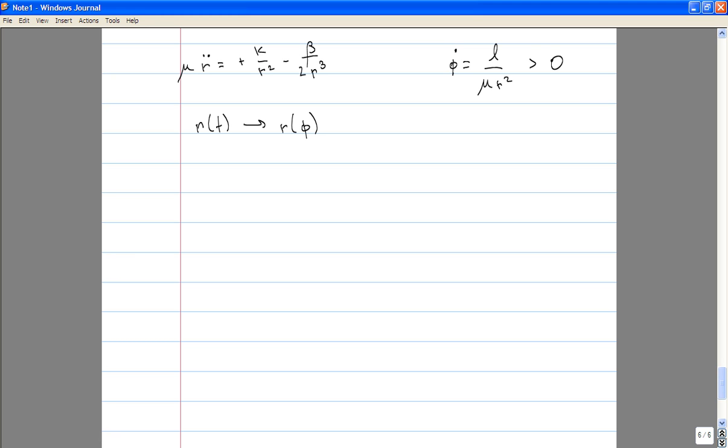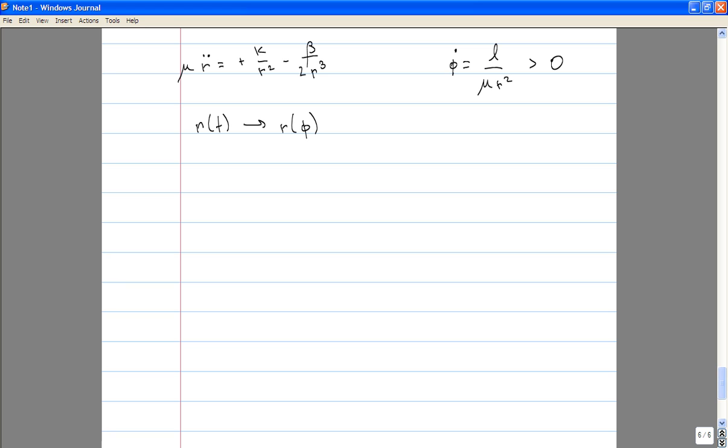This is also nice because if I know r of phi, then I know the graph, and it's very easy to understand what the graph of the orbit looks like in the xy plane, because I know the polar coordinate r as a function of phi. It gives me the graph of the orbit in polar coordinates. So, in order to write this differential equation using phi as the variable, well, I just need to use the chain rule a bunch.